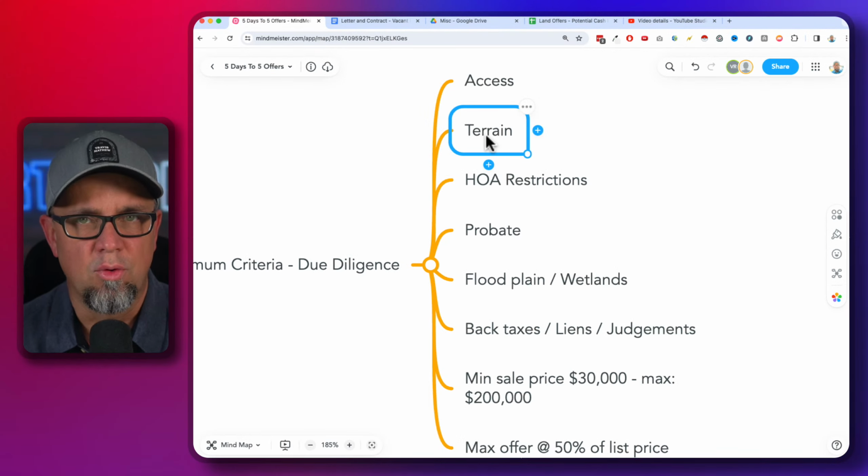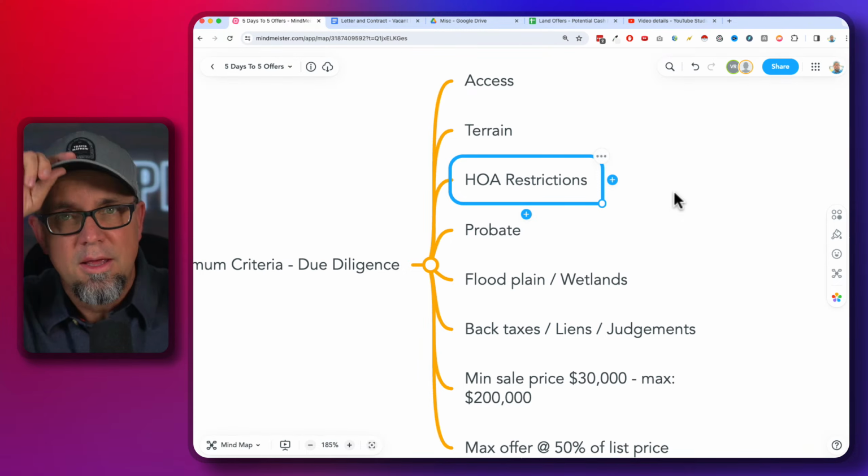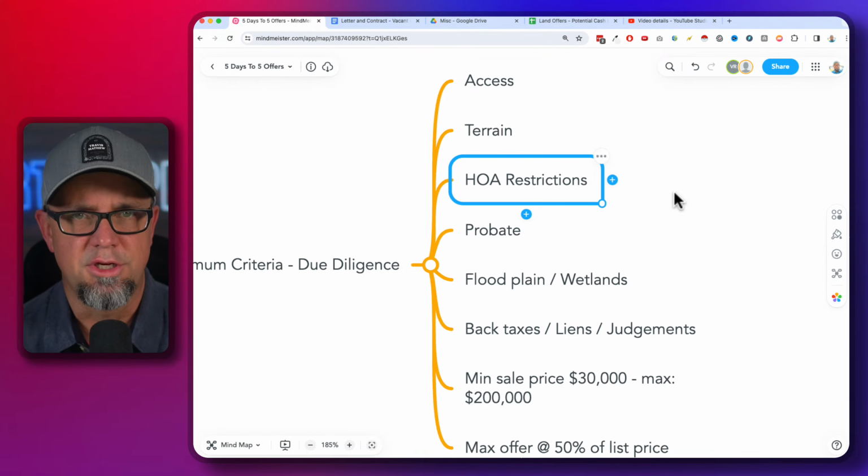All right, the other big thing that's important to know about, and this isn't an exhaustive list again because I might be forgetting something here: HOAs, okay, homeowners associations.